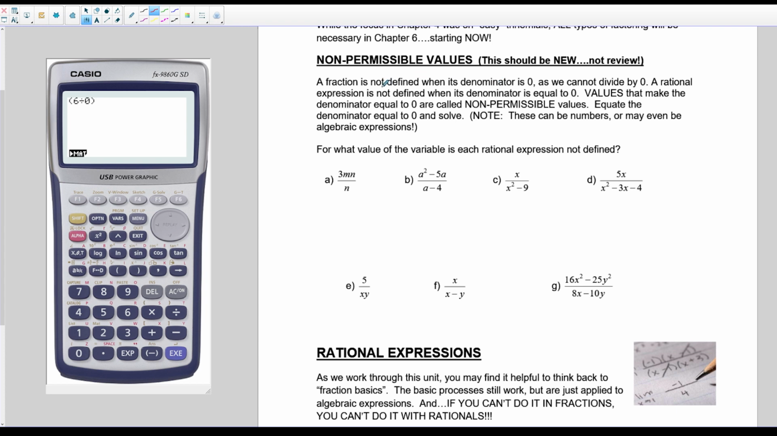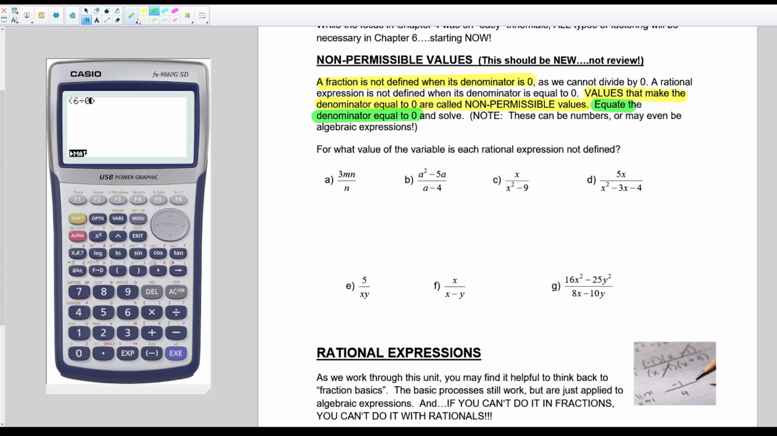NPVs, or non-permissible values, we just say that really, first of all, that a fraction won't be defined when your denominator is going to be 0, because we can't divide by 0. So essentially those NPVs are really just values that make your denominator equal to 0. So we call anything that makes your denominator equal to 0 an NPV. So the key to figuring out what those NPVs are is we're just going to equate whatever your denominator is, make those equal to 0, and solve.